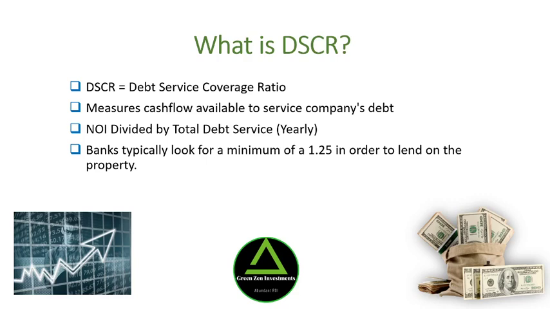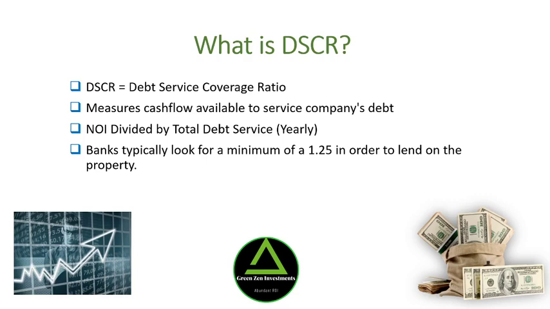How you get to this number is that banks take the NOI, the net operating income, divided by the total debt service, on a yearly basis. So you take the NOI for the year divided by the total debt service for that year. It's not the entire debt service. If you have a $10 million loan, you don't use the $10 million, just that year's debt service. So keep that in mind.